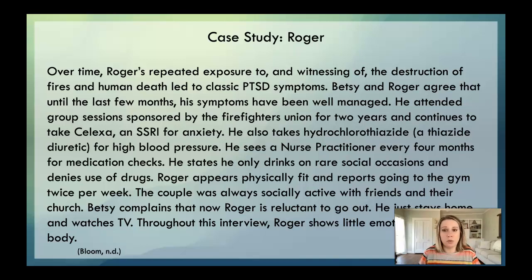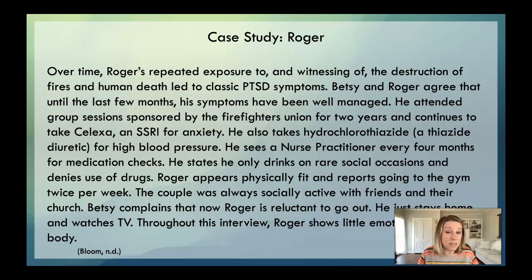Over time, Roger's repeated exposure to and witnessing of the destruction of fires and human death led to classic PTSD symptoms. Betsy and Roger agree that until the last few months, his symptoms have been well managed. He attended group sessions sponsored by the Firefighters Union for 2 years and continues to take Celexa, an SSRI, for anxiety. He also takes hydrochlorothiazide, a thiazide diuretic, for high blood pressure. He sees a nurse practitioner every 4 months for medication checks. He states that he only drinks on rare social occasions and he denies drug use.